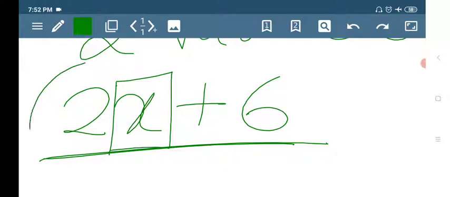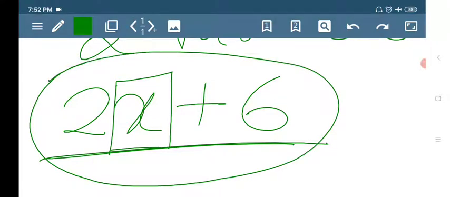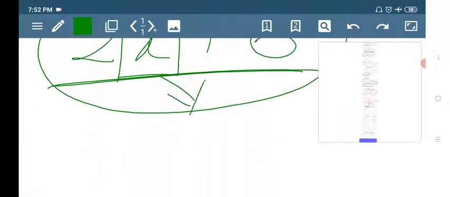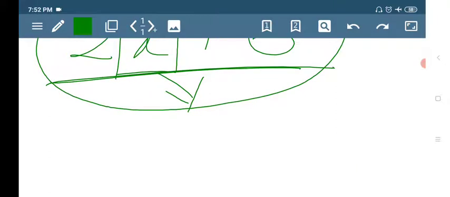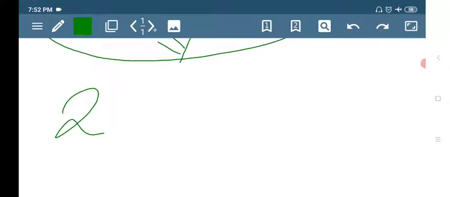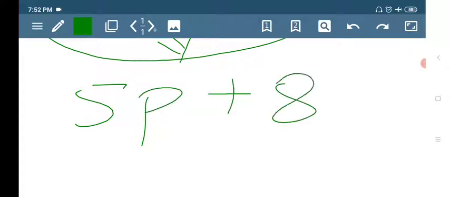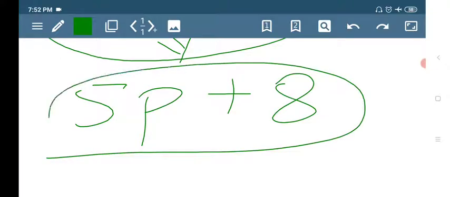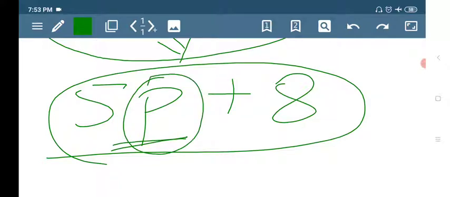If I have only 2x plus 6, this expression has only x as a variable. So we call this an expression of one variable. One more example, 5p plus 8. This is also an expression of one variable. Who is the variable here? p is the variable.